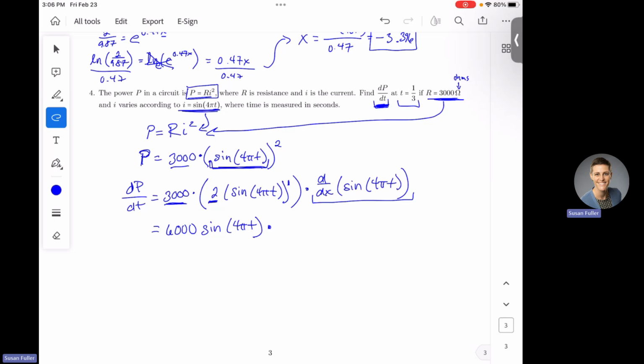That's the sine of some stuff. This is stuff inside a sine function. So the derivative of sine x is cosine x. So the derivative of sine of some stuff is cosine of my stuff times the derivative. I said the derivative with respect to x. It's the derivative with respect to t of my stuff, which is 4 pi t now.